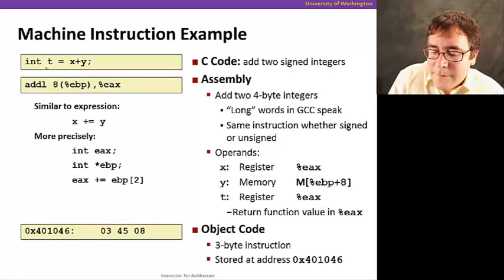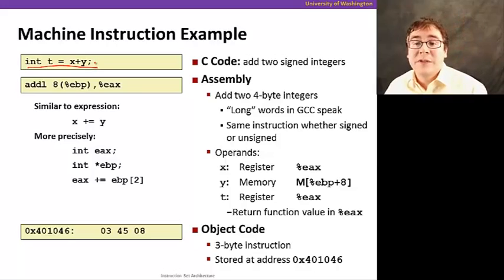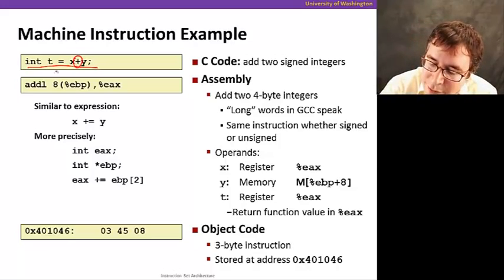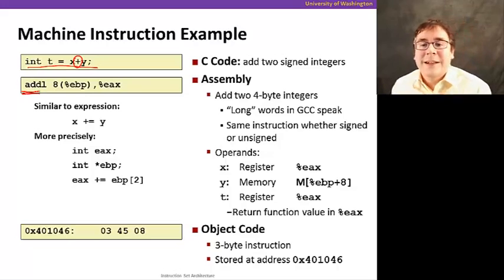So remember that in our sum function, we had this statement here, int t equals x plus y, which just adds x and y and puts it into variable t. Well, there's an add here, so it's only natural that in our assembly code, there'll be something that looks like an add. And that's the instructions emitted by the compiler to implement that expression.